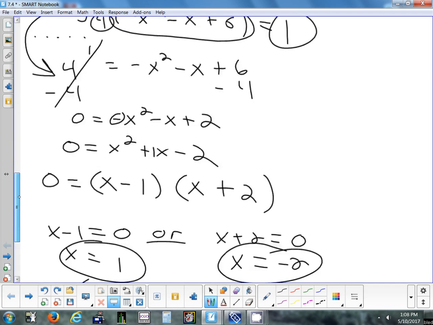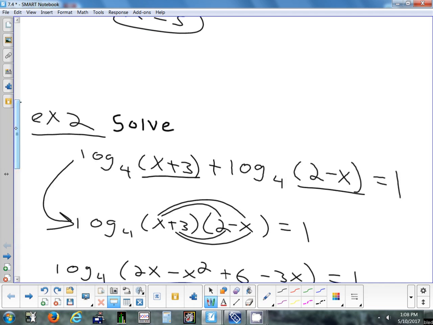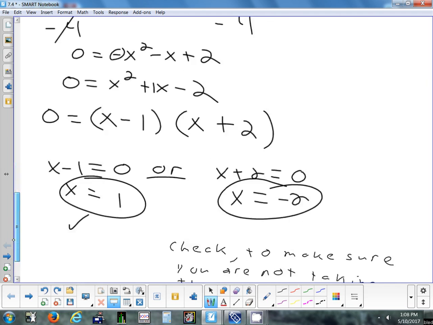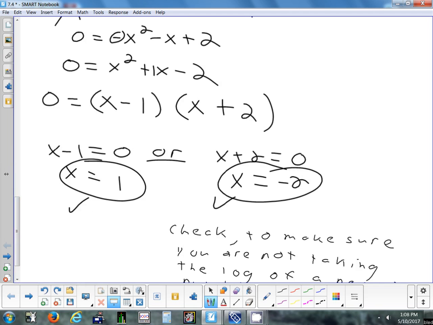Let's try negative 2. What's negative 2 plus 3? 1. We're good. What's 2 minus negative 2? 4. We're good. So both of these answers work. There are 3 cases, and this is one of them: they both work. Anyone have an idea what another case would be? Only one of them works. One works, one doesn't. And how about the third case? Neither of them works.